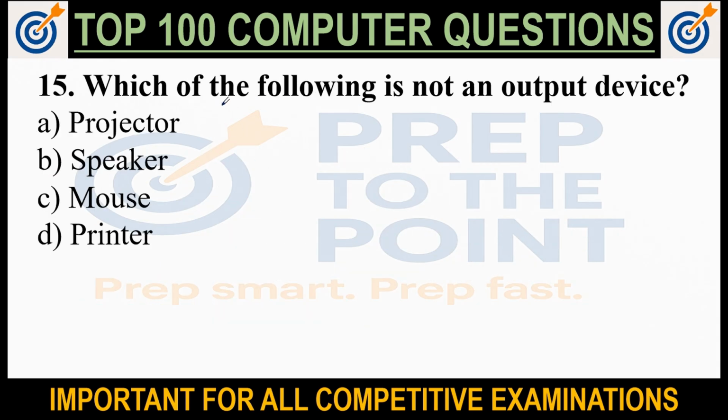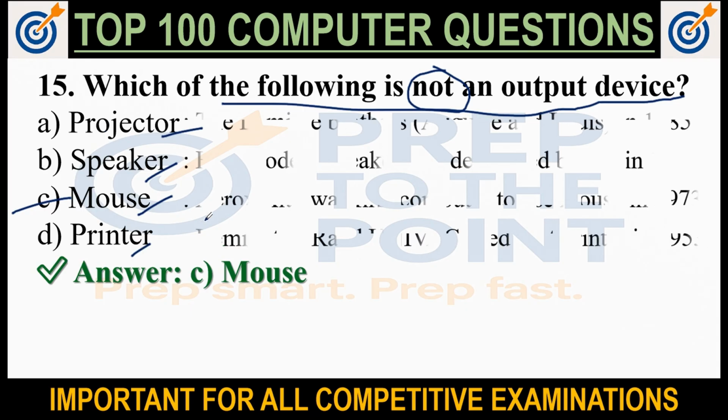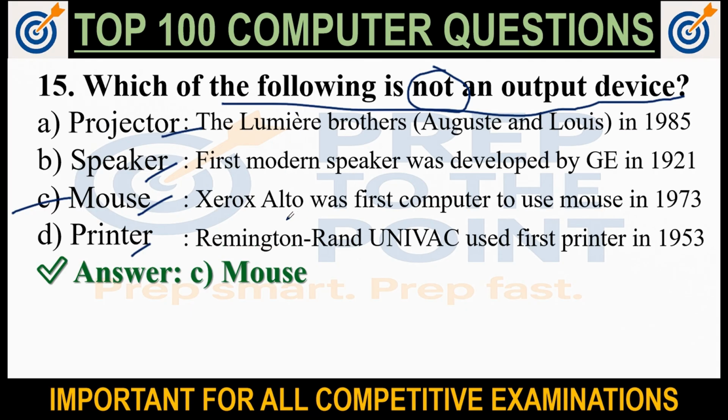Which of the following is not an output device? Projector, speaker, mouse or printer? The right answer is mouse. Other than mouse, projector, speaker and printer all are output devices, but mouse is an input device.